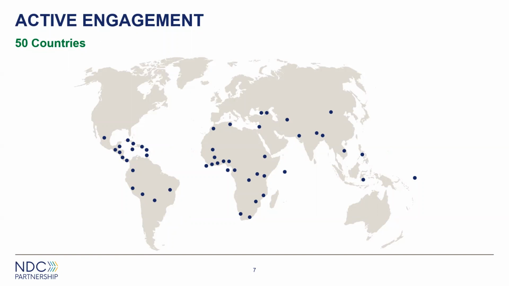Out of this, 15 already have partnership plans or implementation plans, which are currently being implemented. And by the end of the year, we expect that another 15 will be added to the list, so reaching around 30 countries by the end of the year that are working on the implementation of their NDCs through the support of the NDC Partnership.